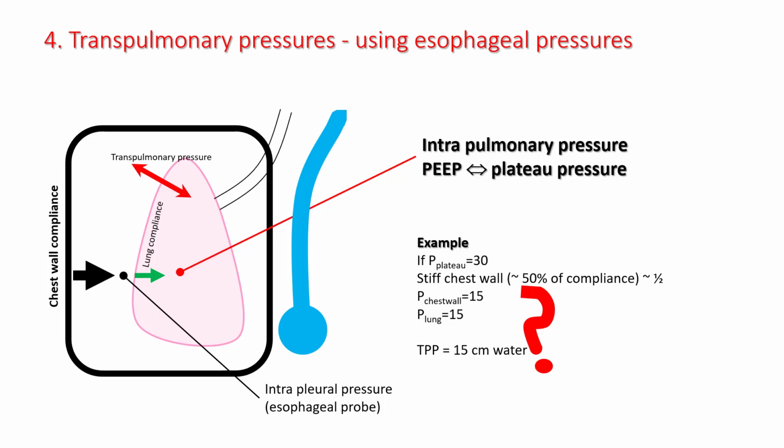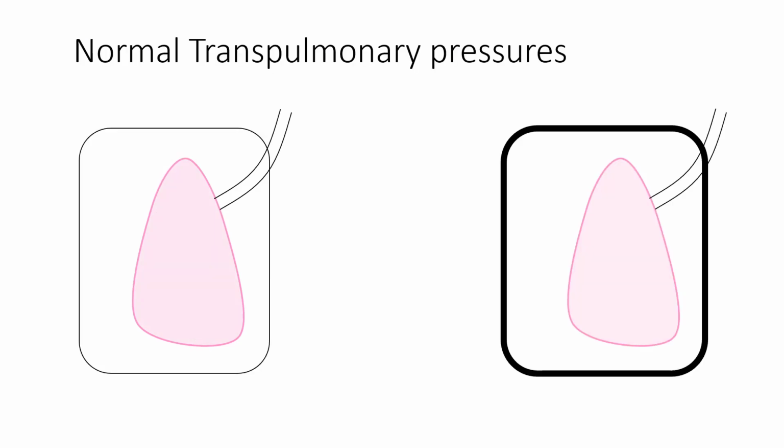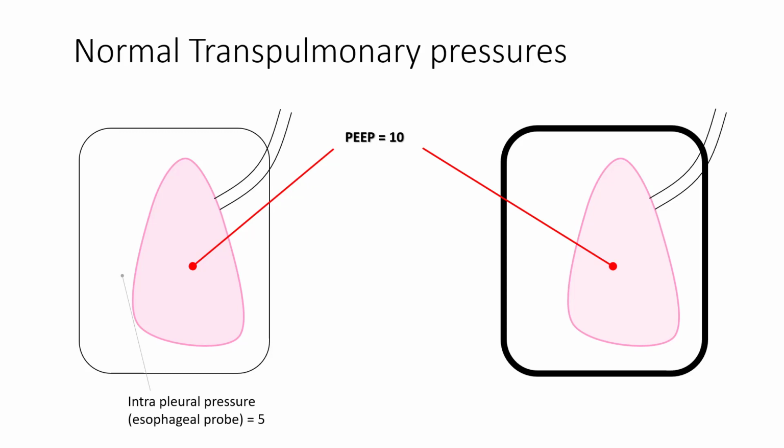Let's take an example to clarify this further. We have two lungs, one with a normal chest wall and one with a stiff chest wall, for example a morbidly obese patient, and you are giving a PEEP of 10 to both of them. The intrapleural pressure in the normal person is measured to be around 5, hence the transpulmonary pressure is positive 5, that is 10 minus 5. This is keeping the lungs inflated.